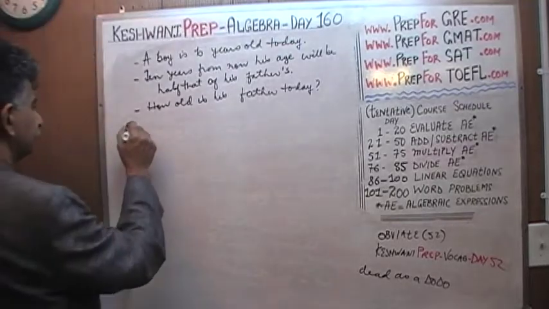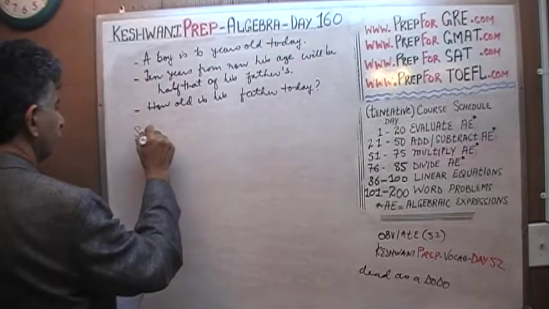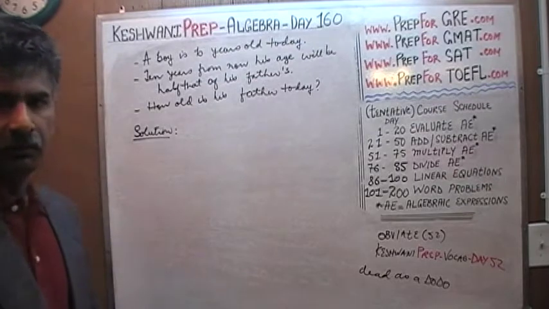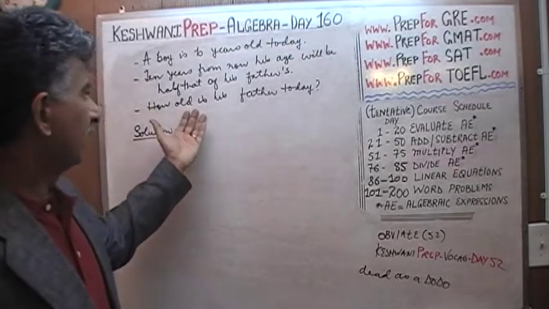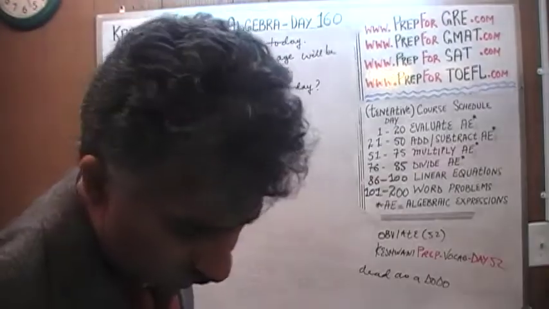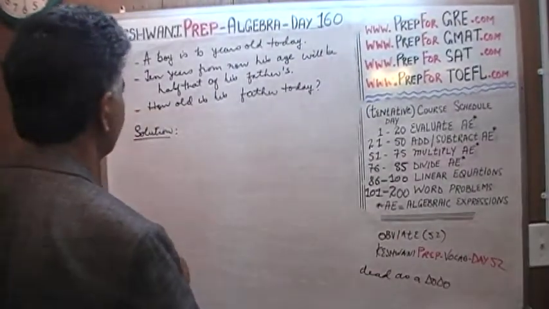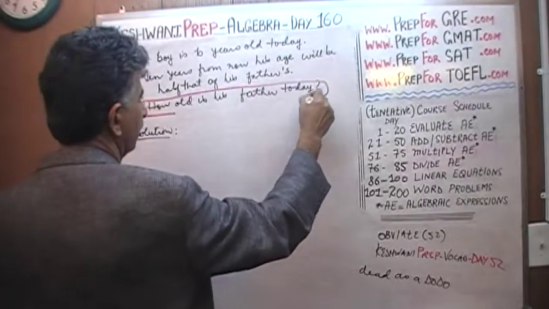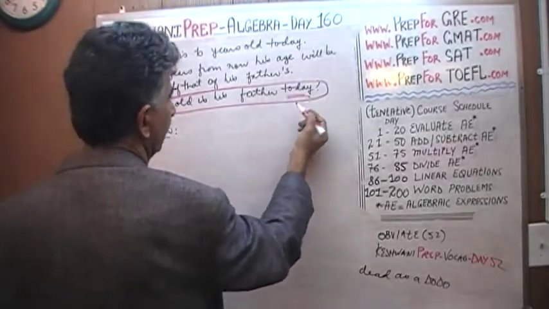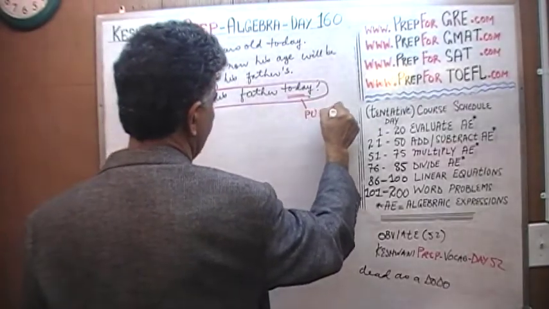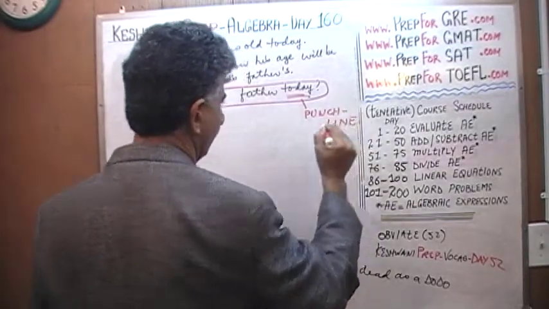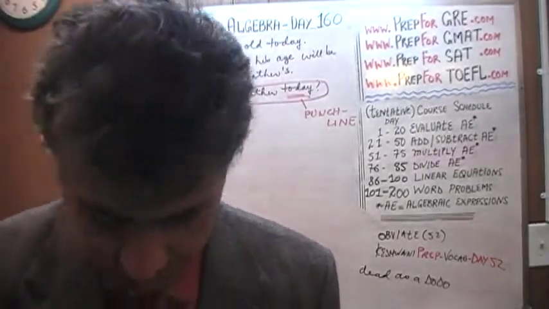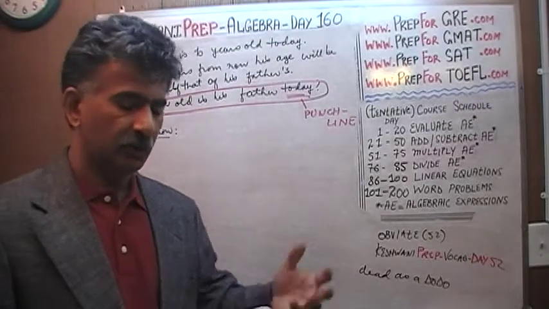Here's the solution. The very first thing we need to do to make our life easier is to assign some variable to the punchline. How old is his father today? This is what is being asked. This is what I always refer to as our punchline. Let's give it a name. Let's assign a variable so that it's easier to manipulate and talk about it.